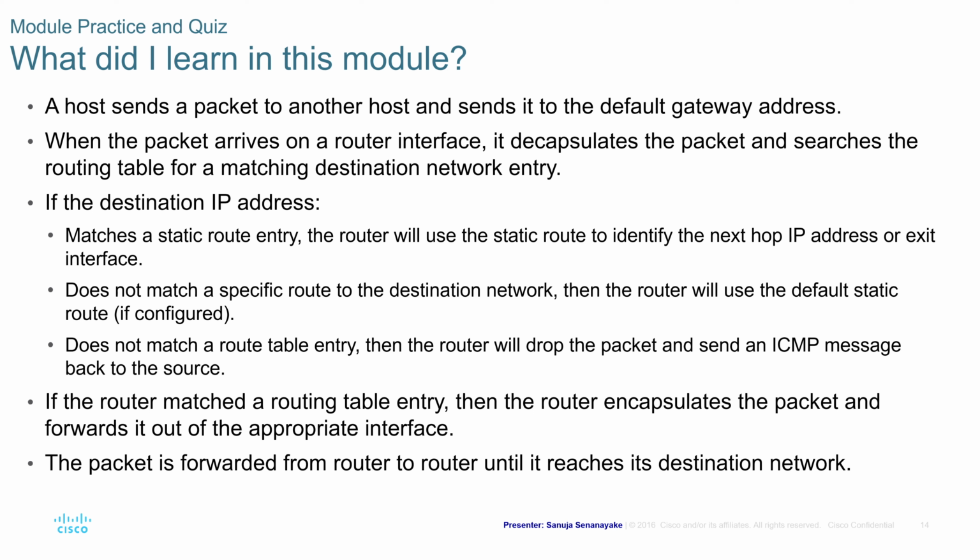We learned if it does not match a specific route to the destination network, then the router will use the default static route if it is configured. And if neither of them is satisfied, the router will drop the packet, but at the same time it will send an ICMP message back to the source so that the source knows that it was unsuccessful. If the router matches a routing table entry, then the router re-encapsulates the packet and forwards it out the appropriate interface. The packet is forwarded from router to router until it reaches the destination network.